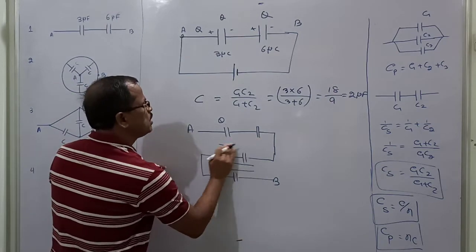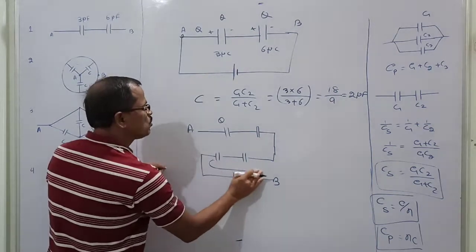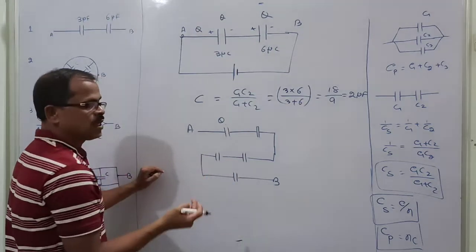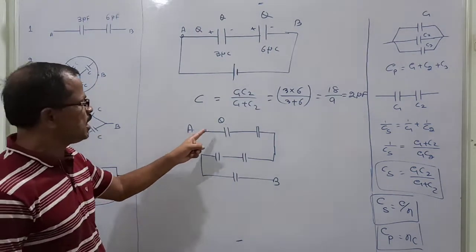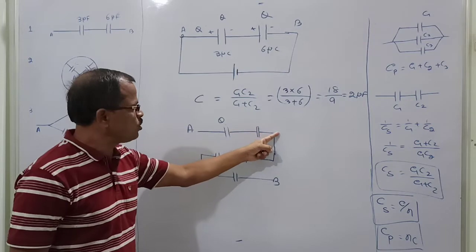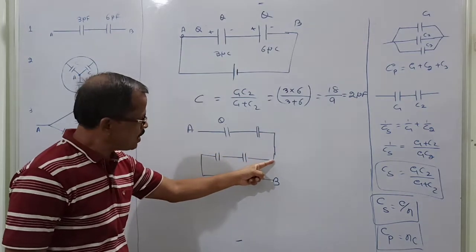So again, just recall or try to understand: what is the condition that capacitors are in series? The same charge will flow from this to this. There is no other path. It will again go to this one. Same single path.